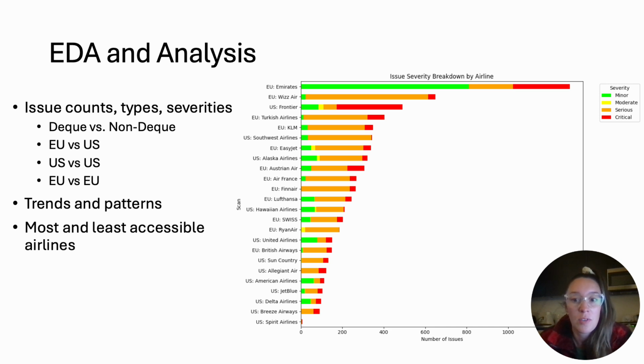Here you can see a simple stacked bar chart showing the total number of issues for each website broken down by issue severity. You see Emirates at the top with nearly 1,300 issues and Delta down near the bottom with around 100. These kind of analyses will help inform accessibility trends across industries and could inform developer training and policy.